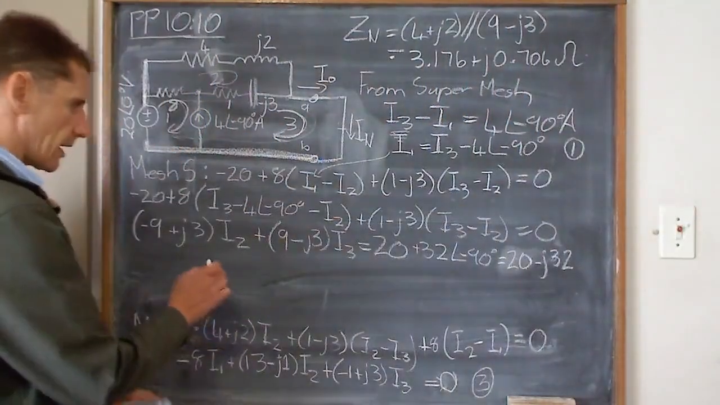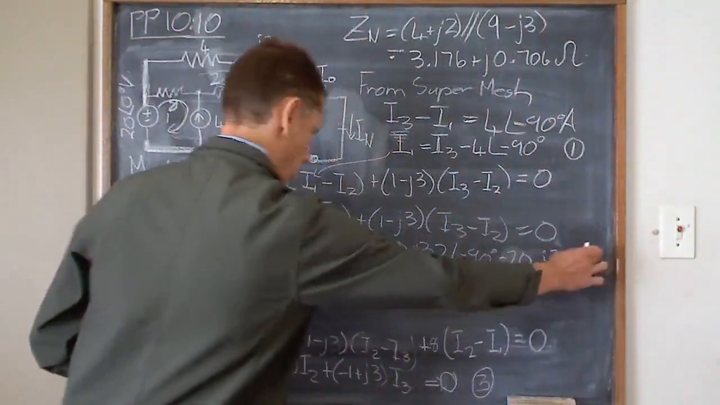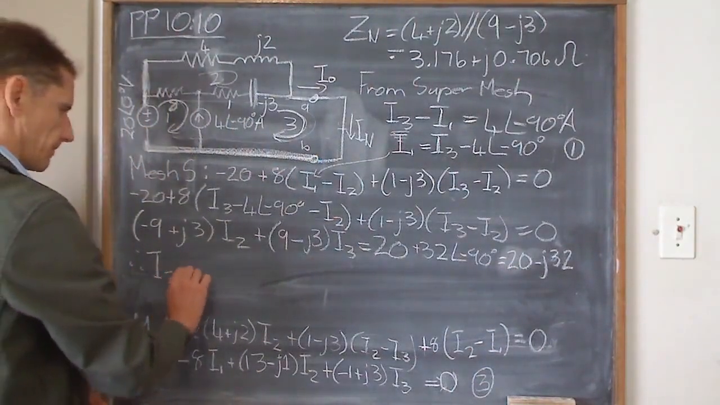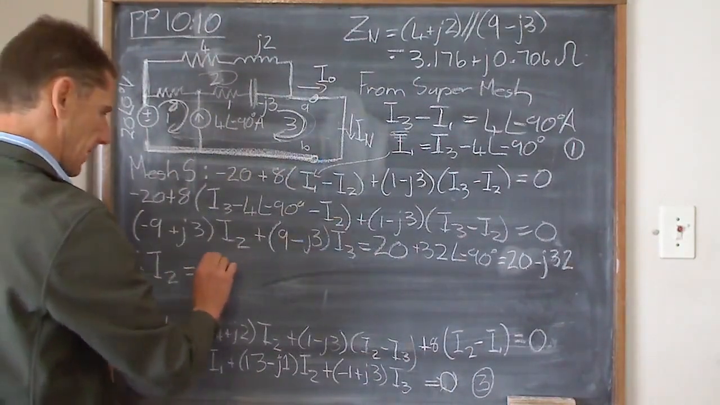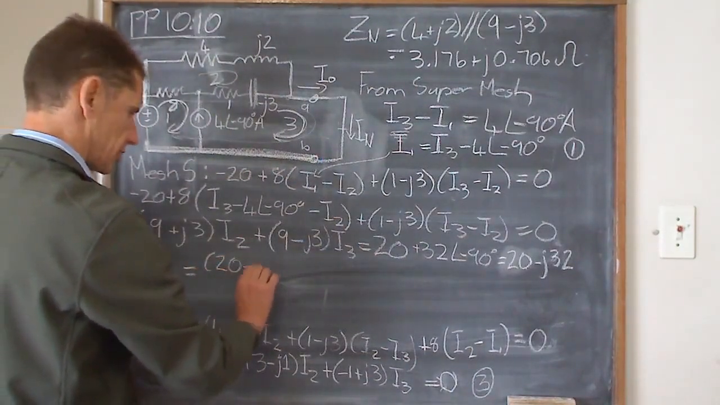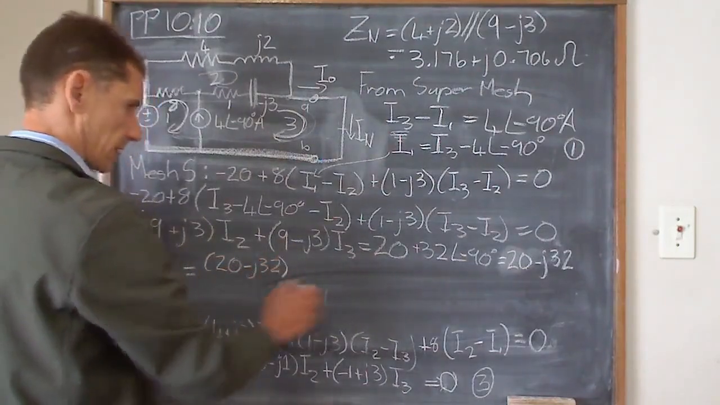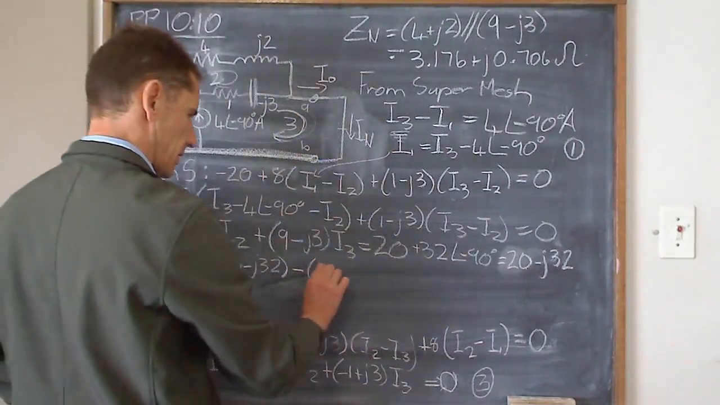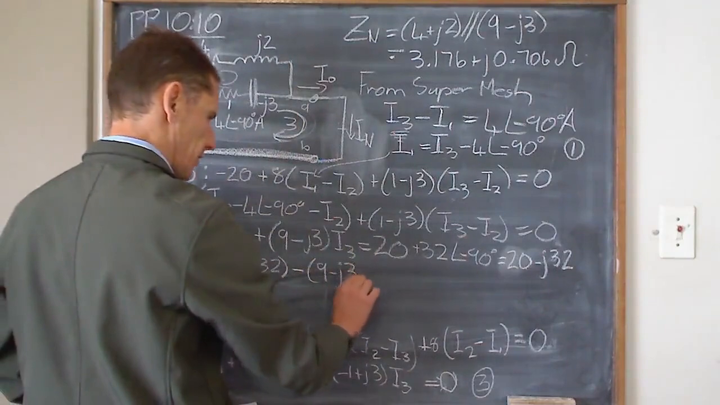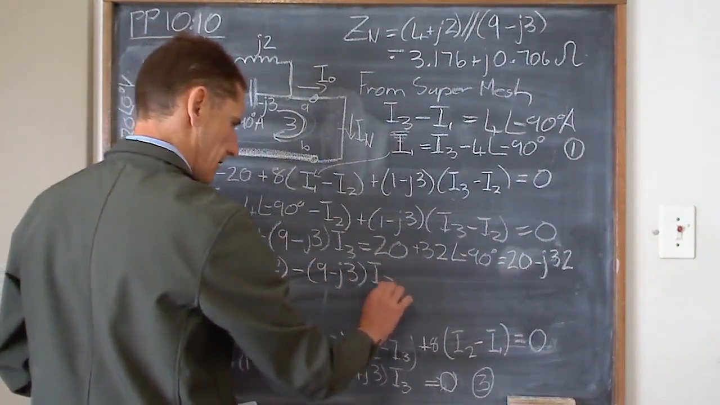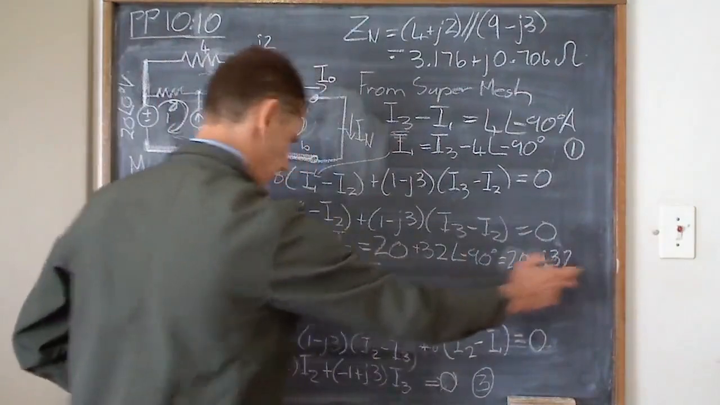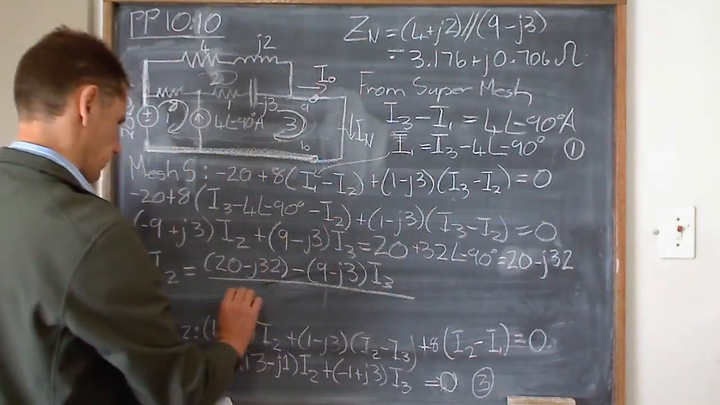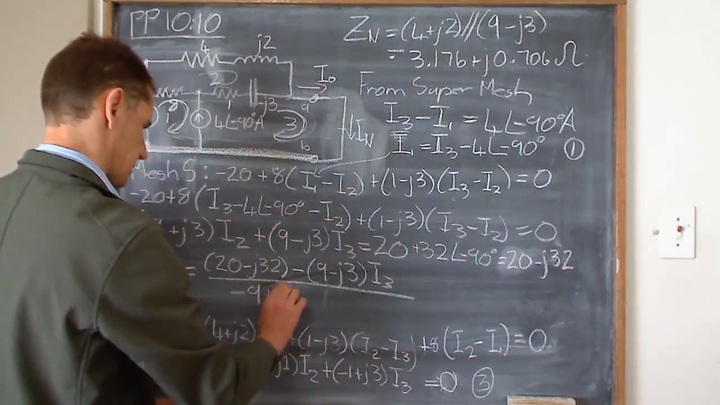So let's write this. Now this term would have to go over to the other side, and then we divide by this. So in other words, I2 must equal that 20 minus j32, right? That term, this goes over to the other side, so it becomes minus 9 minus j3 I3. So now this term is over to the other side, and now I need to divide it by that term, minus 9 plus j3.